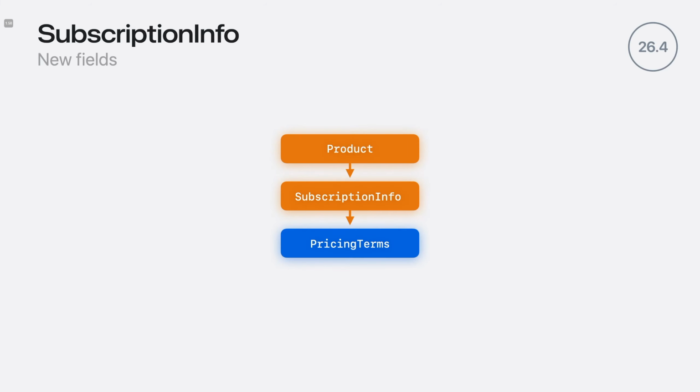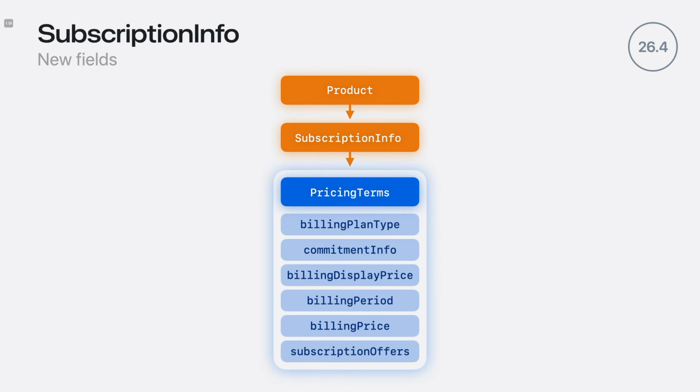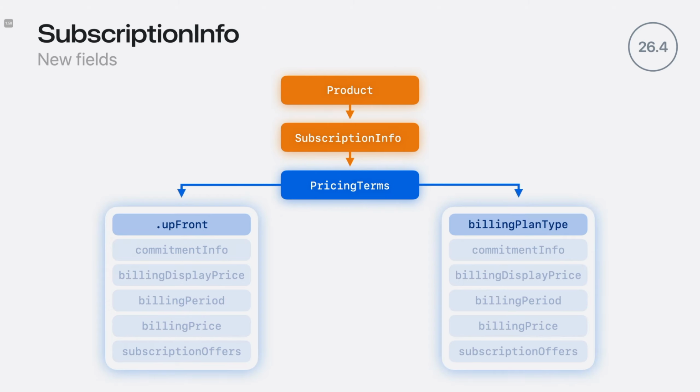Pricing Terms is a new property available on Subscription Info for merchandising billing plan information. The Pricing Terms array lists all available billing plans for a given product. Every auto-renewable subscription carries at least one billing plan in this array with a default billing plan type of Upfront. Because I configured a monthly subscription with a 12-month commitment for SK Demo Plus, a second object is returned in the Pricing Terms array. This billing plan uses a billing plan type of Monthly, which only applies to monthly subscriptions with a 12-month commitment.